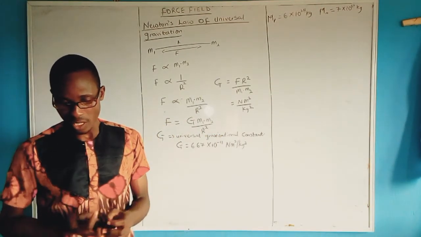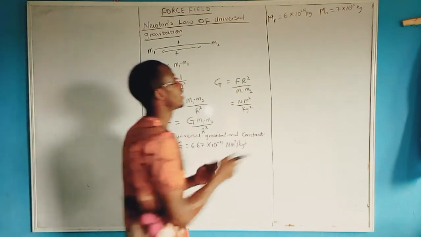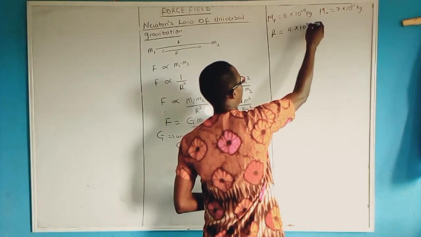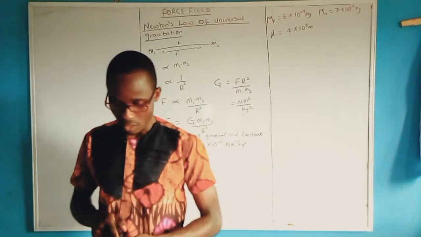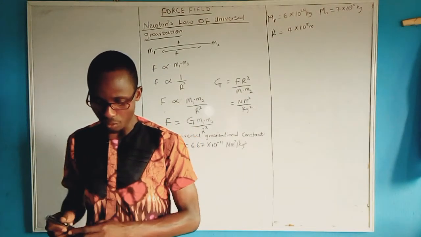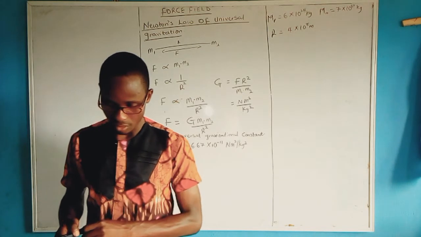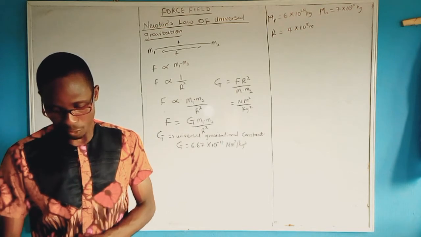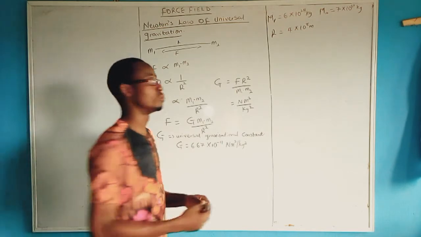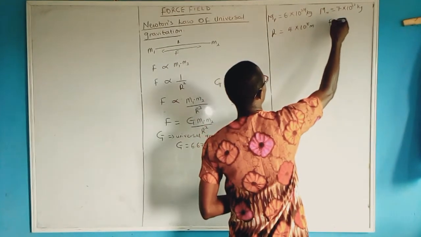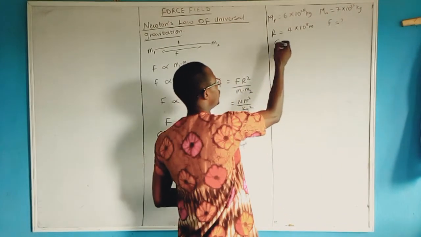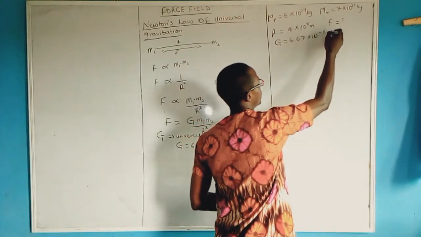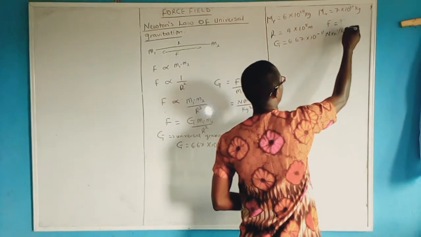So the distance between the Earth and the moon is 4 times 10 raised to the power 8 meter. The distance r between the Earth and the moon is 4 times 10 raised to the power 8 meter. Good. Using Newton's law of universal gravitation, find the force of attraction between the Earth and the moon. So we are meant to find the force of attraction F between the Earth and the moon. Don't forget G is 6.67 times 10 raised to the power minus 11 Newton meter squared per kg squared.